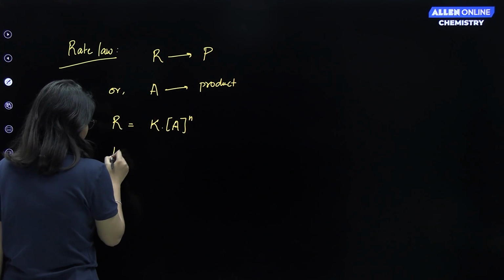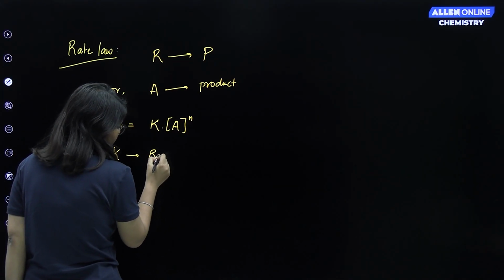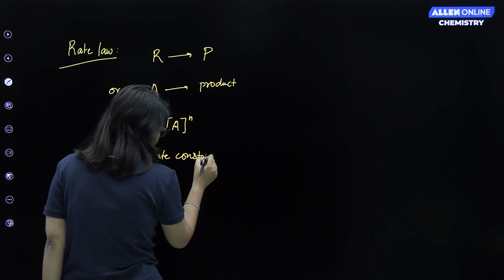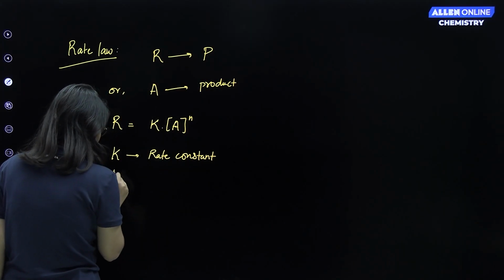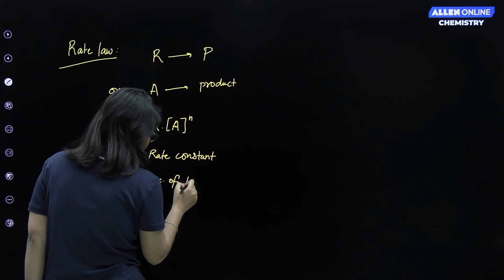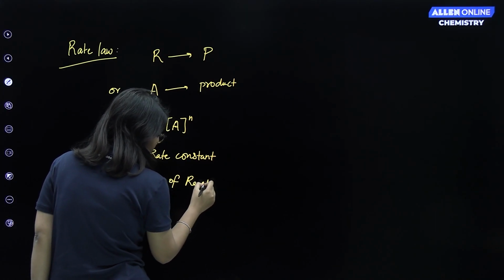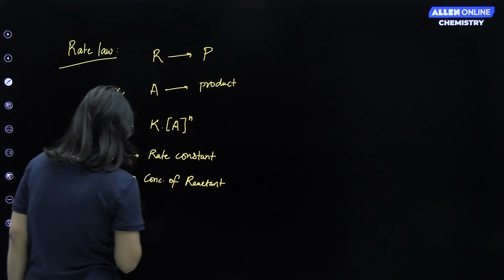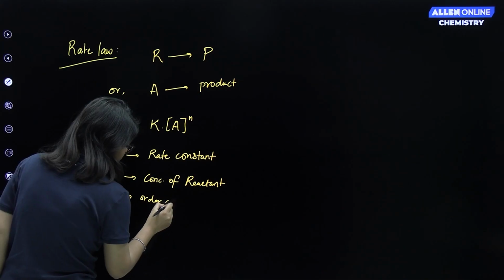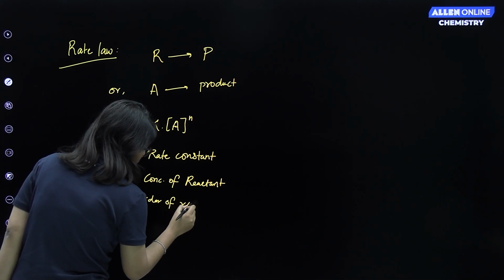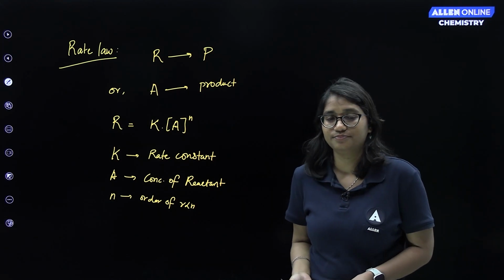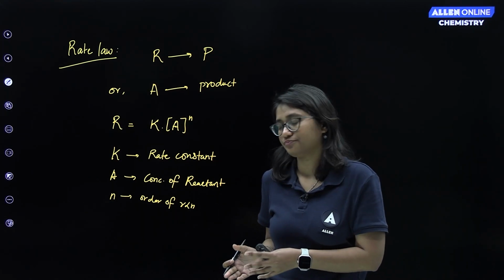So k is the rate constant, [A] is the concentration of reactant, and n is the order of reaction. Order of reaction basically tells us how strongly concentration affects rate.